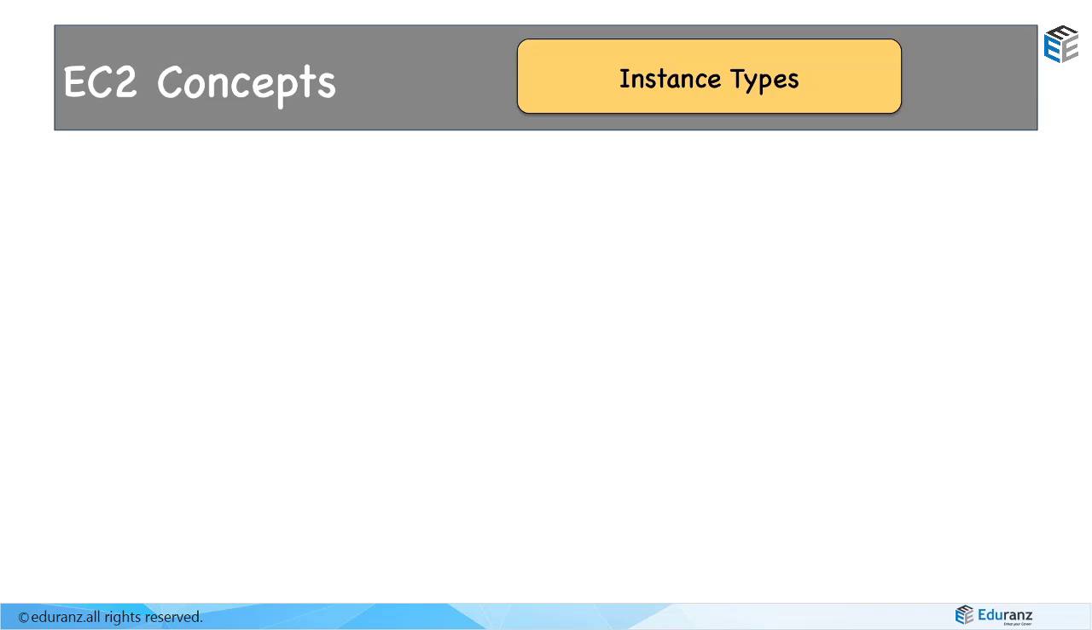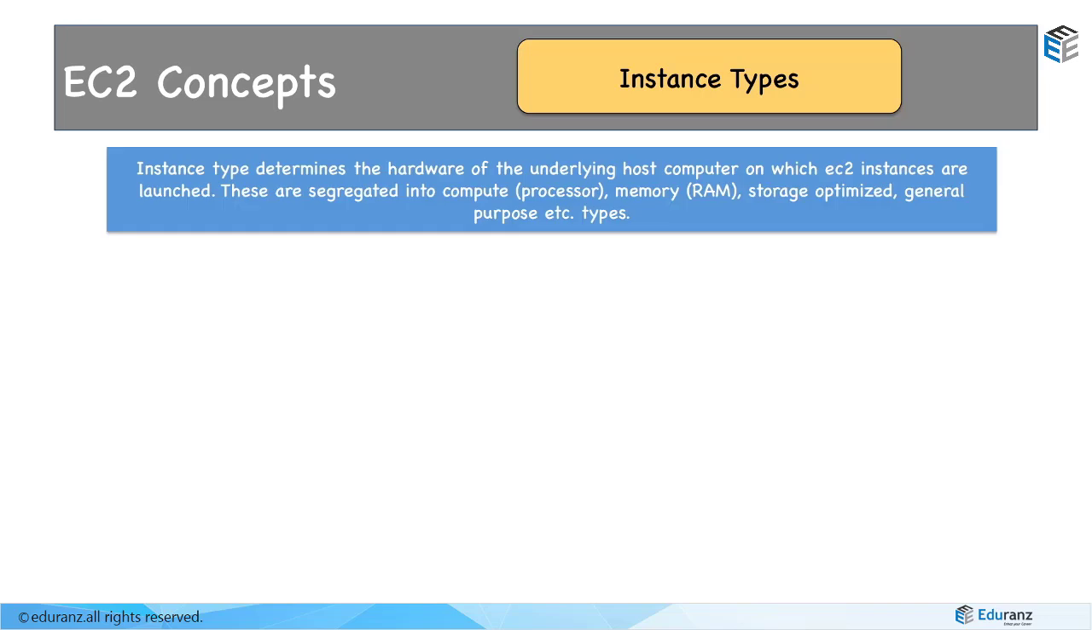Instance types give you those different resource configurations. So you have different instance types for different types of applications. The instance type determines the hardware of the underlying host computer on which EC2 instances are launched. These are segregated into compute, memory, storage optimized, general purpose, etc. types. Let's go to the console and see what that means.